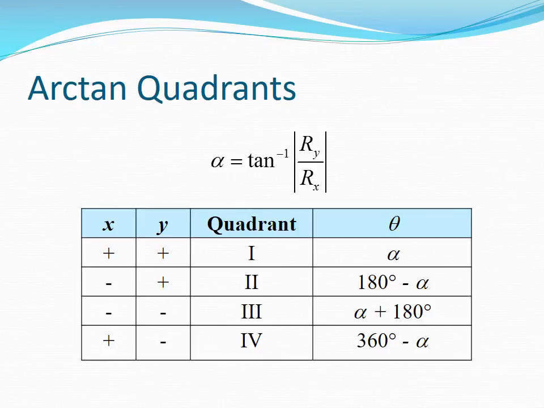To find the standard angle, first calculate the helper angle alpha, keeping in mind that the argument is always positive. Then identify the quadrant. The standard angle is the helper angle in the first quadrant. In the second quadrant, the standard angle is 180 degrees minus the helper angle. In the third quadrant, it is the helper angle plus 180 degrees. In the fourth quadrant, the standard angle is 360 degrees minus the helper angle.